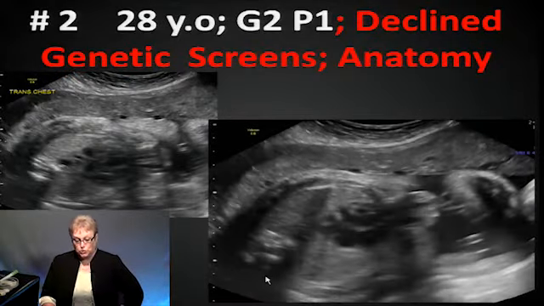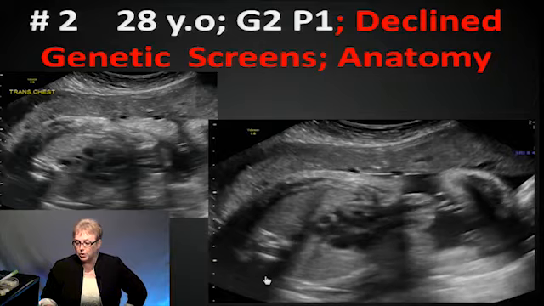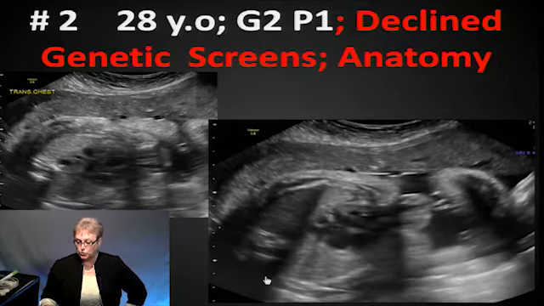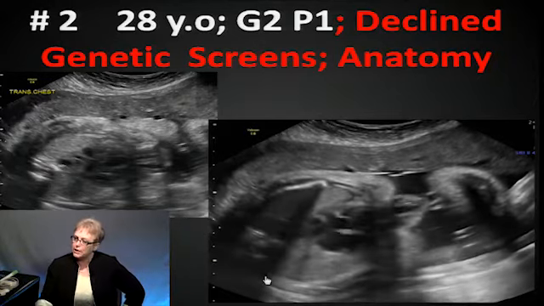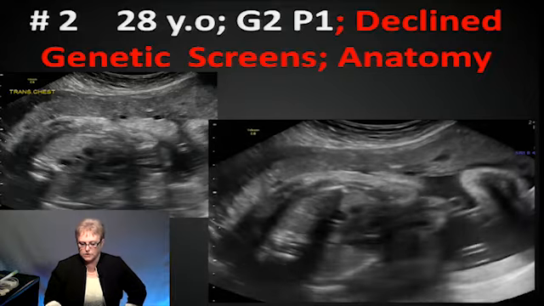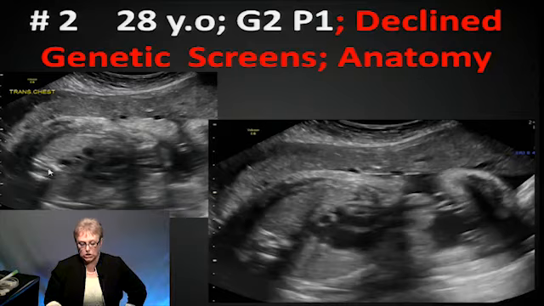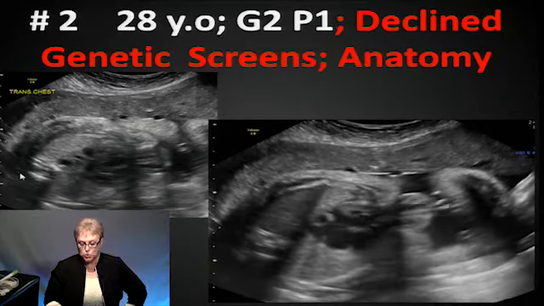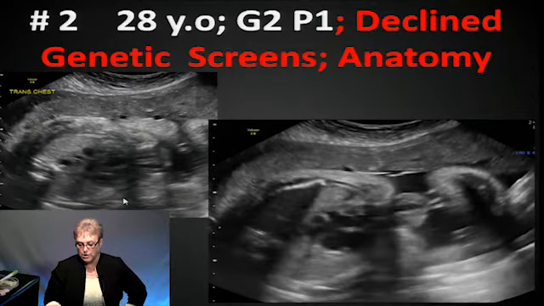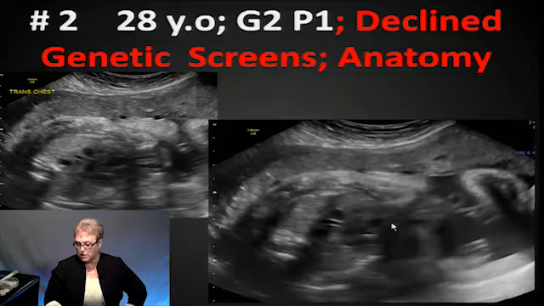Our next patient is a 28-year-old, gravida 2 para 1. She had declined any type of genetic screening, and she was sent in just for her anatomy scan. So this is a transverse cross-section of the baby's chest, looking at the spine, so posterior, anterior. And so this is this view in real time.